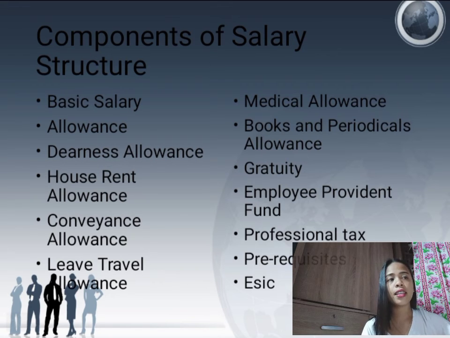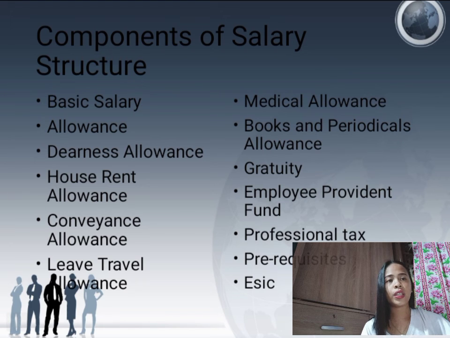In other words, a fixed monthly salary allowance given as a part of your salary to fulfill your medical expenses, and it's called medical allowance. Next is books and periodical allowance. It is a personal employee benefit that is provided to an employee to meet expenses on the purchase of books, periodicals, and newspapers. And some employers pay their employees books and periodical allowance.